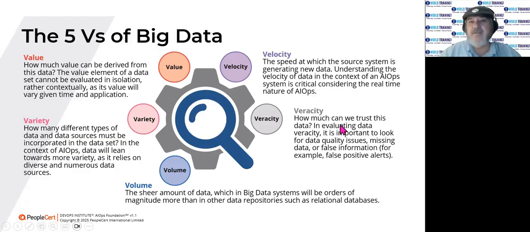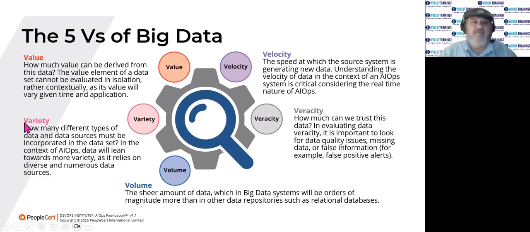Veracity: how much can we trust? How much can we verify? How much can we trust the data? In evaluating data veracity, it's important to look at quality issues with the data, missing data, false information, maybe false positives, for example. Volume is the sheer amount of data, which in big data systems will be orders of magnitude more than other data repositories, such as relational databases.